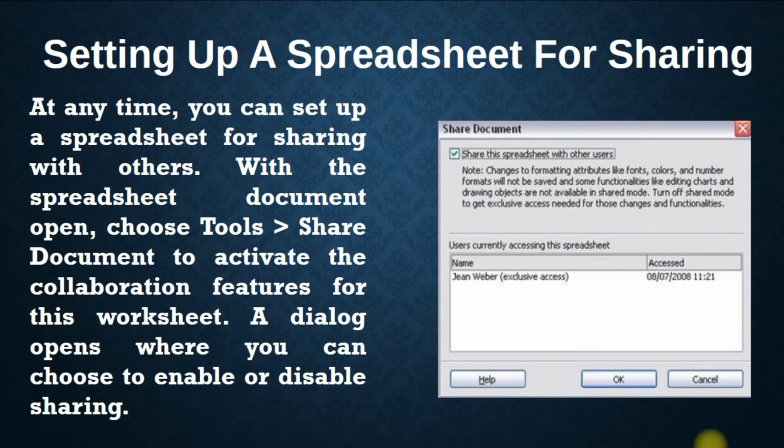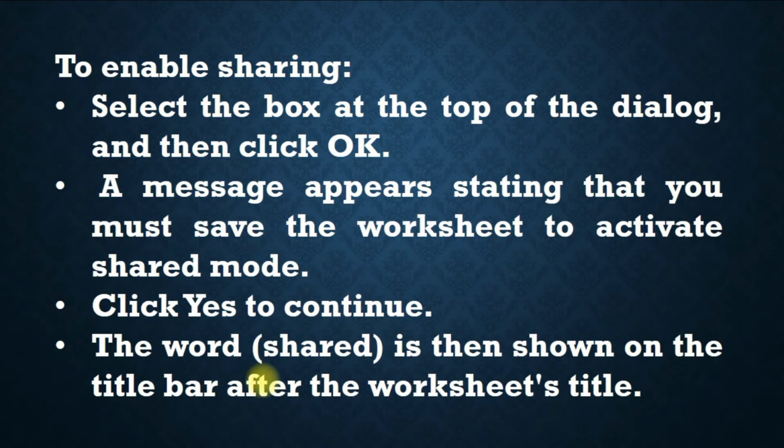First of all, you have to click Tools. Under Tools, you can click on Share Document to activate the collaboration features, and then the dialog box will open. In that dialog box you have to enable sharing, okay? Then to enable sharing, first of all you have to select the box at the top of the dialog and then click OK. A message will appear stating that you must save the worksheet to activate shared mode, and click Yes to continue. The word shared is then shown on the title bar after the worksheet's title.